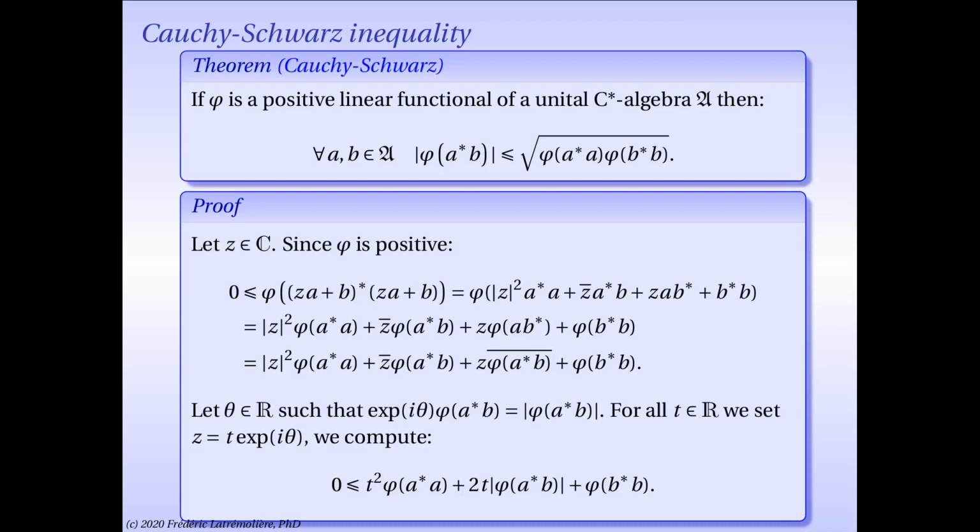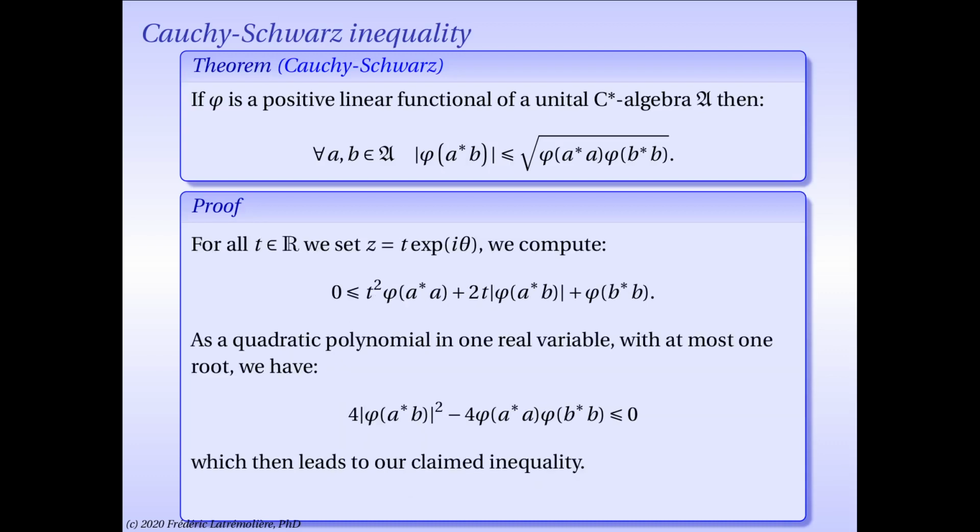There must exist a theta, a real number, such that e to the i theta times phi of A star B equals the modulus of phi of A star B. In other words, theta is minus any argument of phi of A star B. And the reason why this is useful is that now if I take a real number t, and I set z to be t times e to the i theta, and I plug that into my equation up there, I get a very simple equation. I get that t squared times phi of A star A plus 2t times the modulus of phi of A star B plus phi of B star B must be a non-negative value.